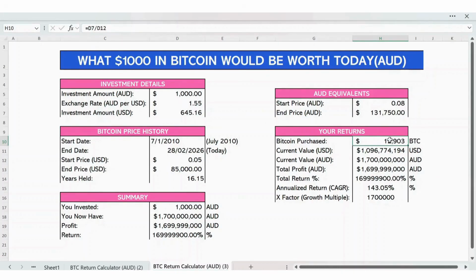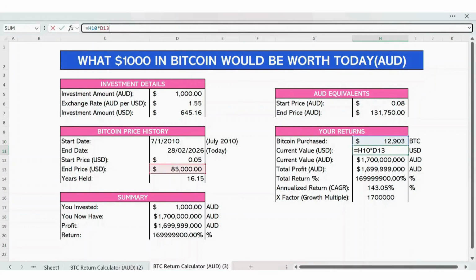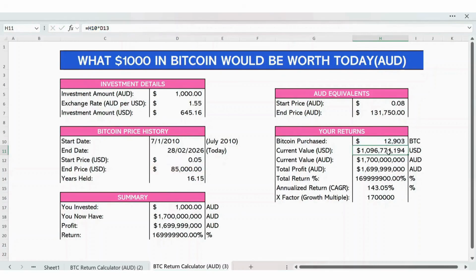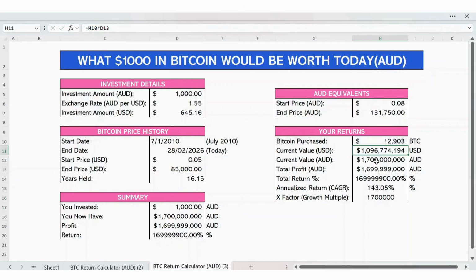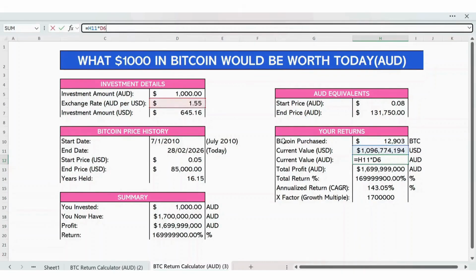Cell H11 multiplies those Bitcoin by today's USD price. End price times Bitcoin purchased equals 1.097 billion USD. And cell H12 converts that back to Australian dollars, i.e. 1.7 billion AUD. That's the number. Your $1,000 became $1.7 billion.